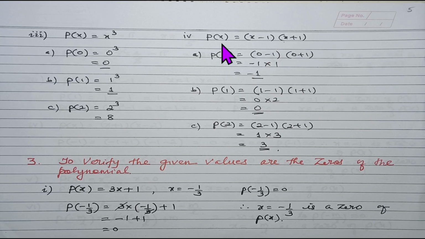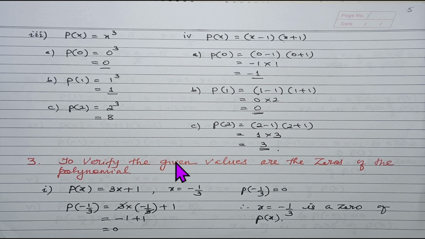And the last example in that, P of x is equal to x minus 1 into x plus 1. Wherever x is there, put 0, it will be 0 minus 1 into 0 plus 1, so it will be minus 1 into 1, minus 1. And to find P1, wherever x is there, put 1, 1 minus 1 and 1 plus 1, this becomes 0. And P2, 2 minus 1, 2 plus 1, that is 1 into 3, and that is 3.